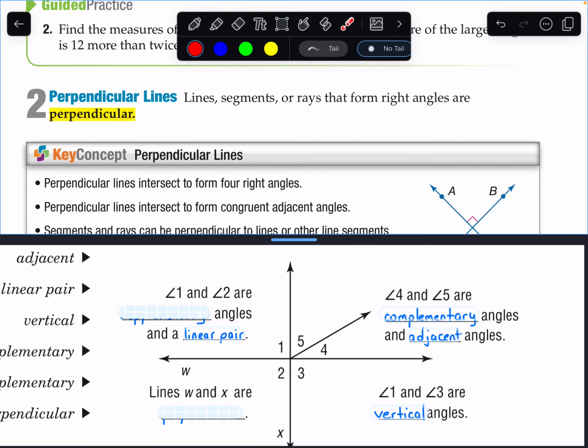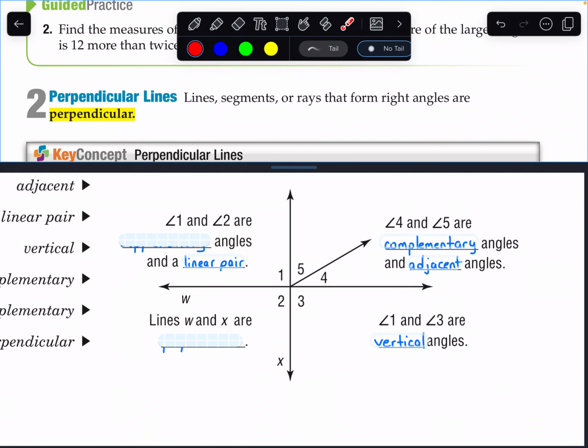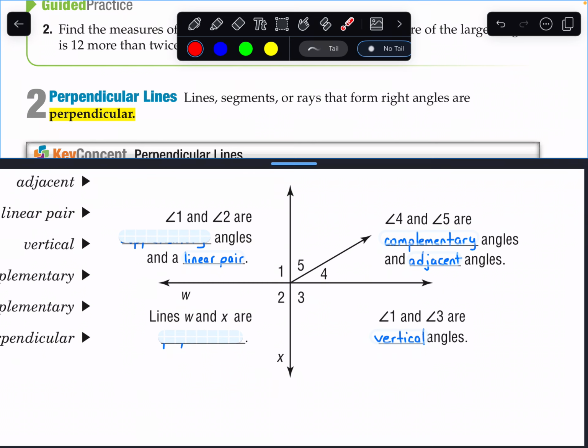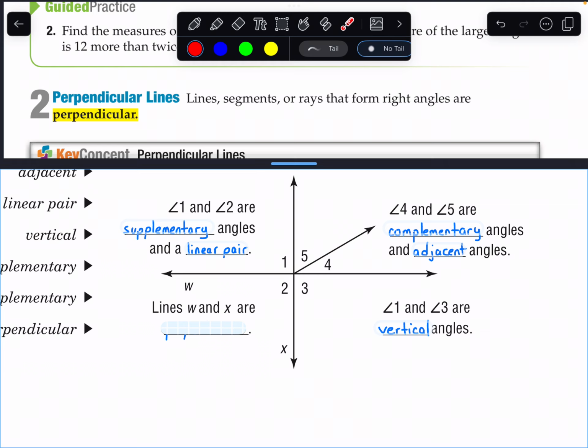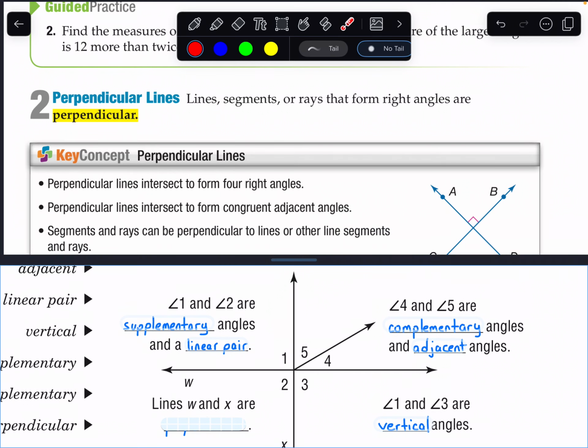Okay, taking a look at our diagram here, 1 and 2, the linear pairs are always supplementary. So angles 1 and 2 are supplementary angles and a linear pair. And we're almost there. We just need something about lines W and X. So let's continue reading.